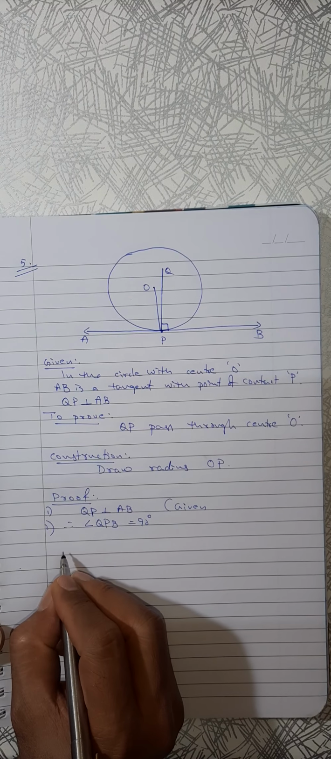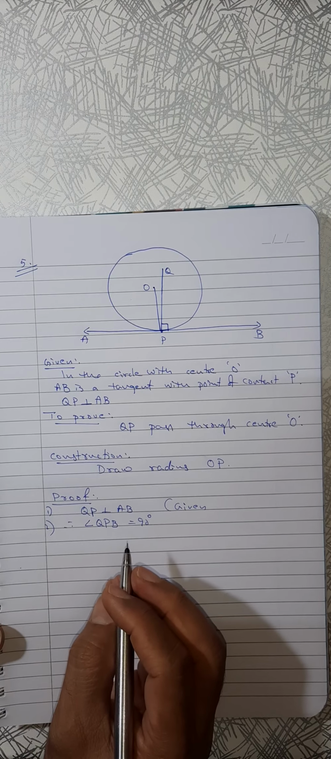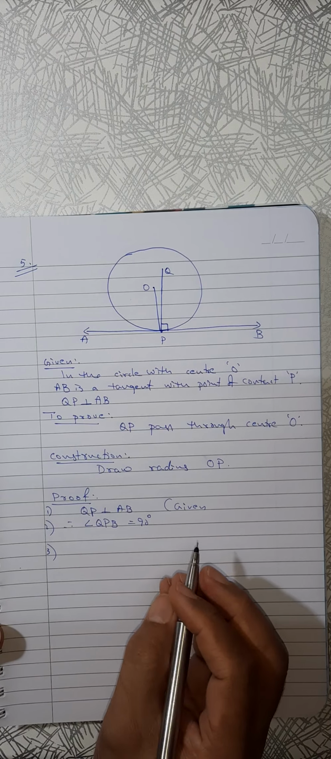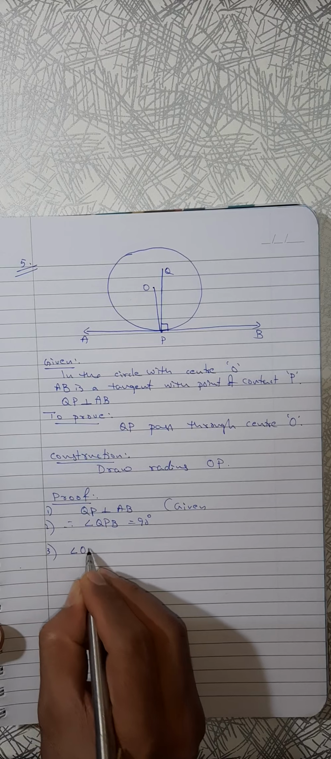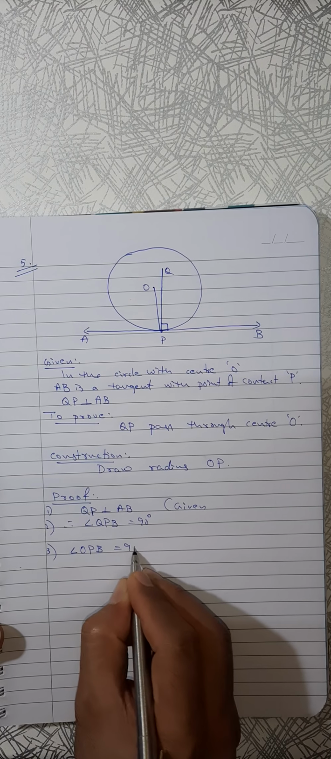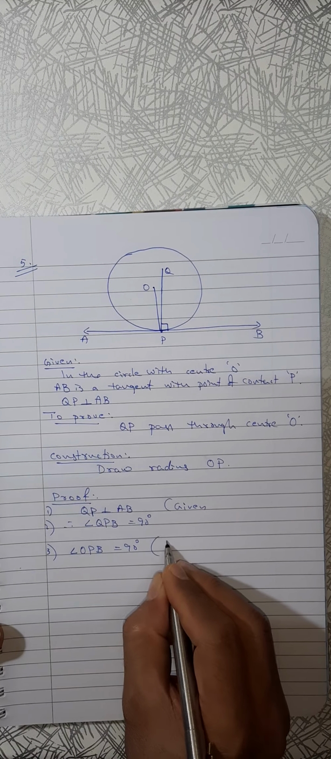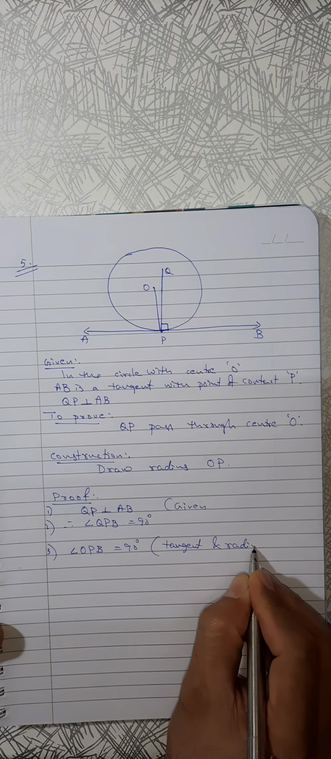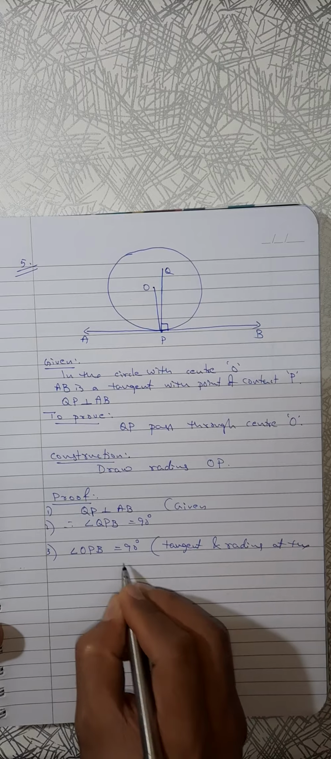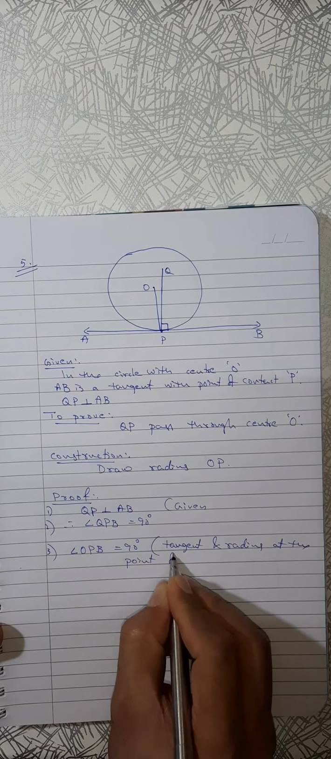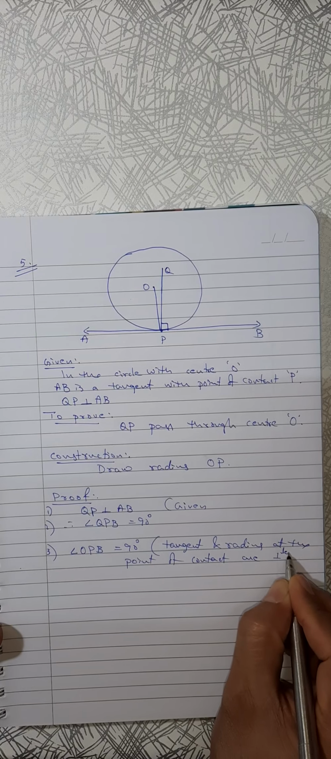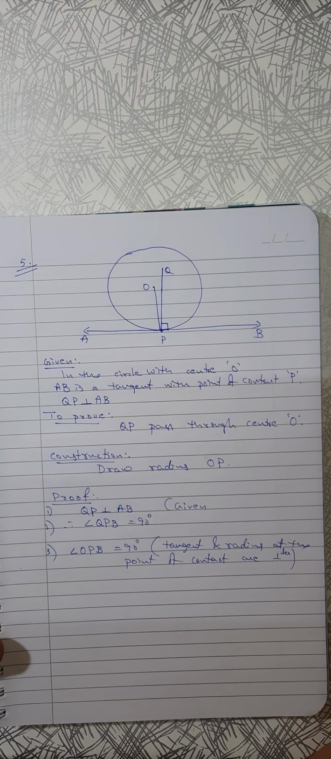Now we will say AB is a tangent and OP is a radius, therefore angle OPB is 90 degrees. Angle OPB equals 90 degrees. Why? Tangent and radius. That is a theorem: tangent and radius at the point of contact are perpendicular.